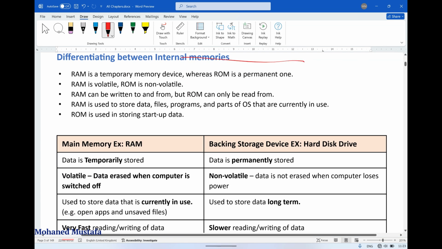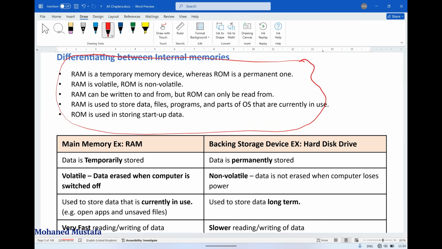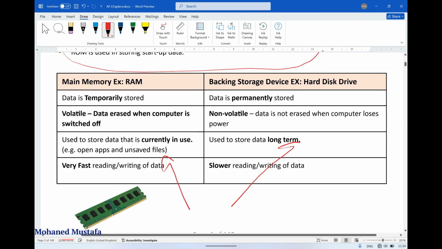And these are the differences. Check them later in your notes and make sure that you know them. And you will have them even separated in this kind of table. Because in the test, we will be asking you to differentiate between the RAM and the ROM. Different components, different usage.